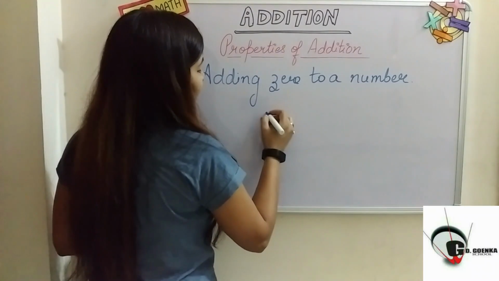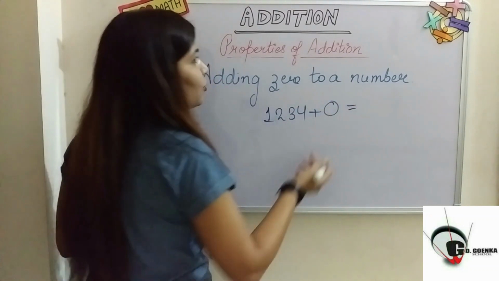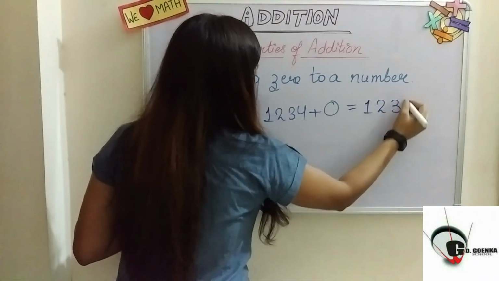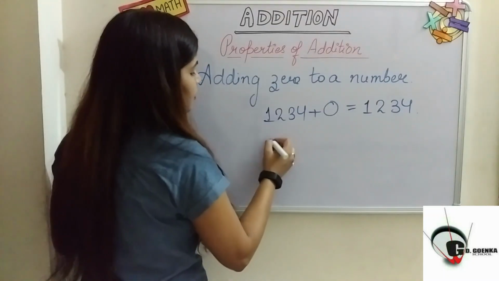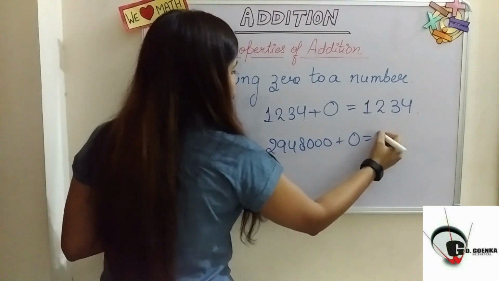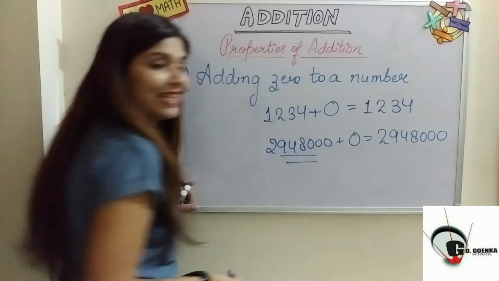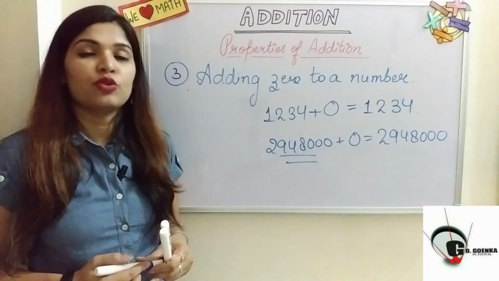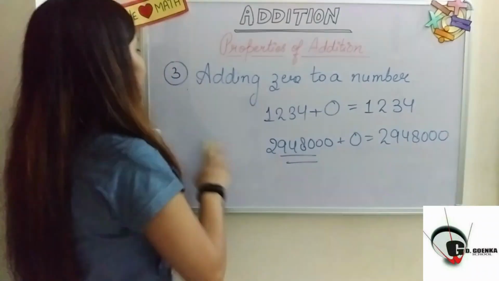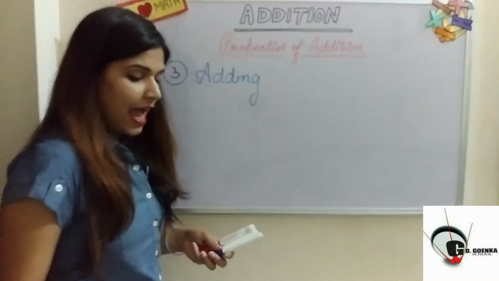Let us see. If I have an example 1, 2, 3, 4 and I add a 0, 0 means nothing, there is no value of 0, so we will get the same answer. One more example, 2, 9, 4, 8, 0, 0, 0 and I add 0, so I again get the same number that I had initially. So this property says there will be no change in the number when we add 0 to any number.